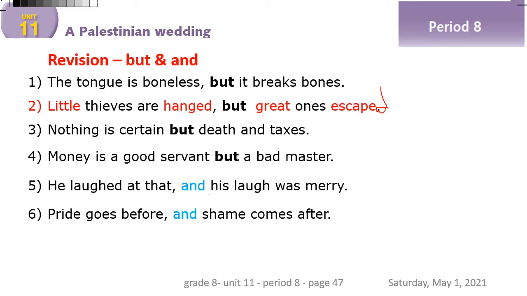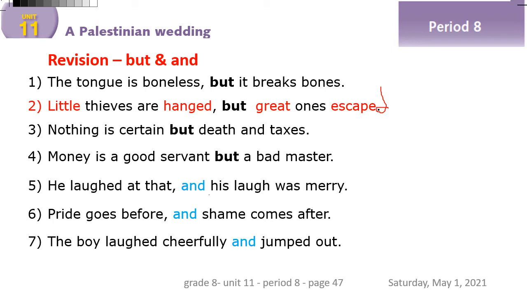Pride goes before and shame comes after. الفخر أولا والعار ثانيا. أنت بتكون فخور بالحاجة اللي بتعملها خطأ وبعدين بيأتيك العار حين ما تفهم ذلك. The same thing. The boy laughed cheerfully and jumped out. ضحك الولد بمرح وقفز عاليا. لاحظ نفس الكلام لأنه jumped out there is no subject، ما فيش فاعل، ما استخدمتش الفاصلة لأنه ما في فاعل. قد يختفي الفاعل، قد يختفي الفعل، قد يختفي كلاهما. هنا اختفى الفاعل فما بستخدم فاصلة. Okay? Agreed. And the last sentence, eye for eye and tooth for tooth. العين بالعين والسن بالسن.